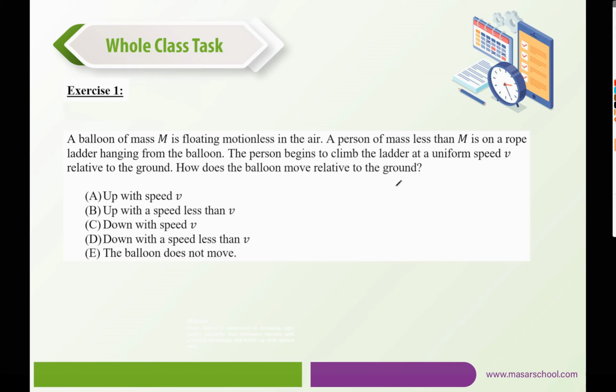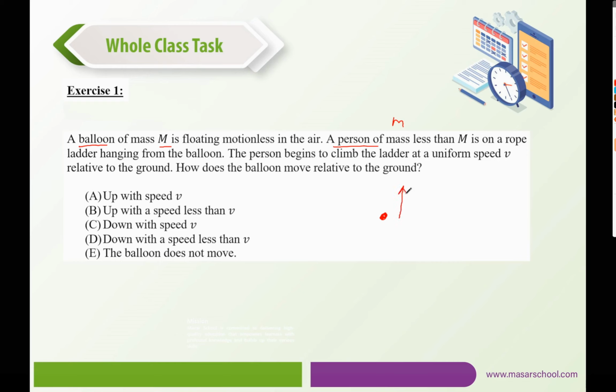A balloon of mass capital M is floating motionless in the air. A person of mass less than M is on a rope ladder hanging from the balloon. Now we have a balloon of capital mass M and a person of small mass m, let's suppose. The balloon and the person are floating motionless in the air, so the total linear momentum of the system is conserved, which is 0 because it's motionless.